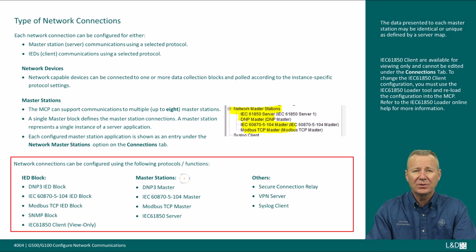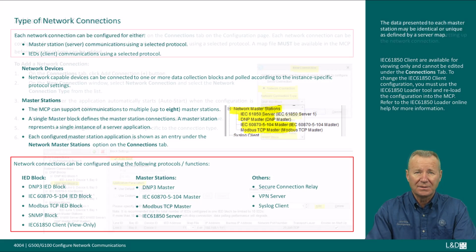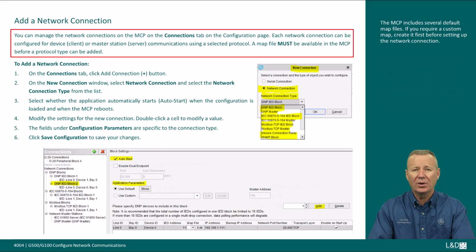Master stations consist of DNP3 master, IEC 60870-5-104 master, Modbus TCP master, and IEC 61850 server. There are 3 others: secure connection relay, VPN server, and Syslog client. You can manage the network connections on the MCP on the Connection tab on the configuration page. Each network connection can be configured for device, client, or master station server communications using a selected protocol.